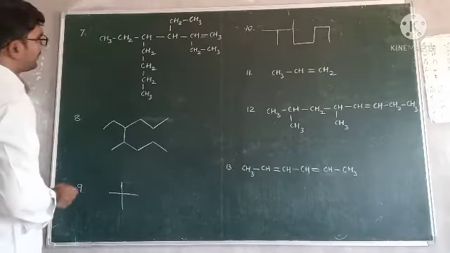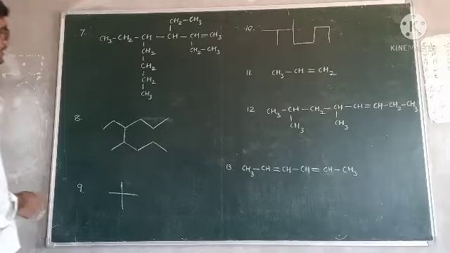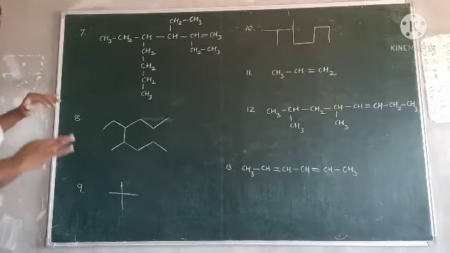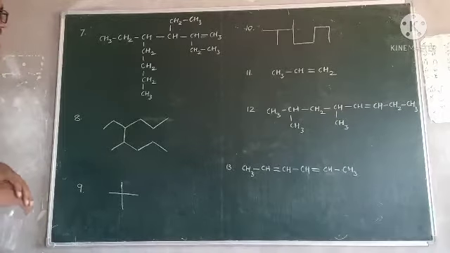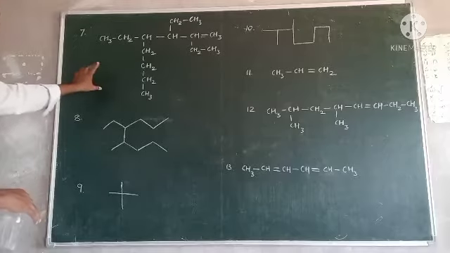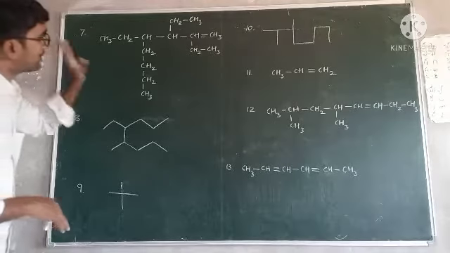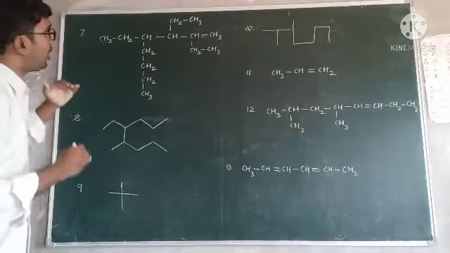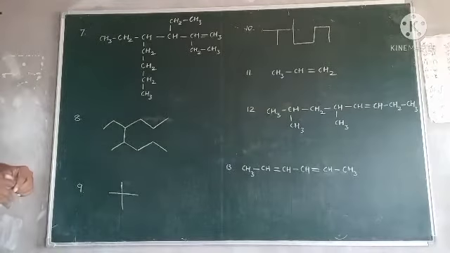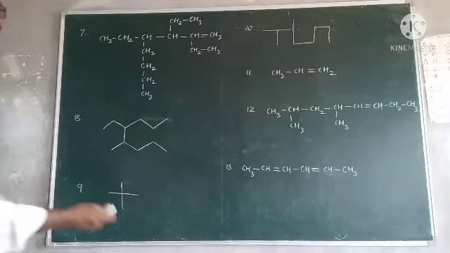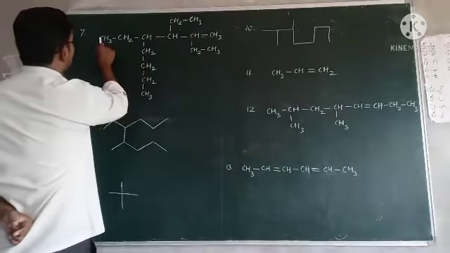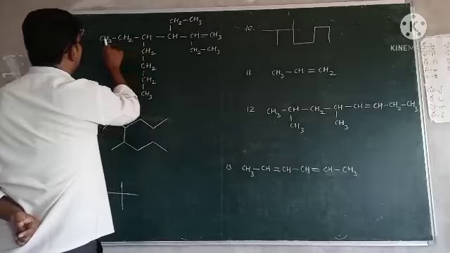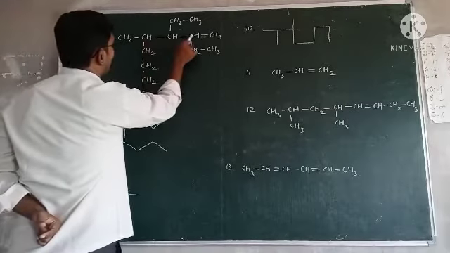Next, the 7th one. Once you see this structure, it contains a number of chains. There is no functional group and no multiple bond, but substitutions are present. You have to identify the longest chain in this given organic compound. Check, actually, this is one chain. This chain contains 1, 2, 3, 4, 5, 6.